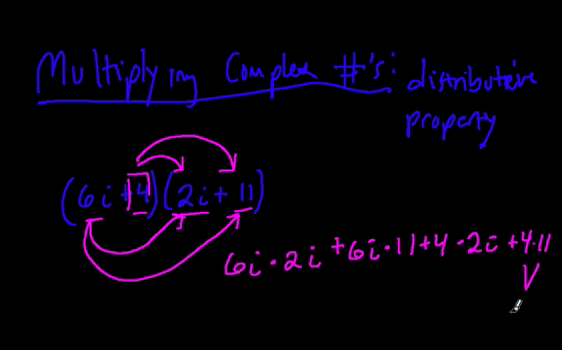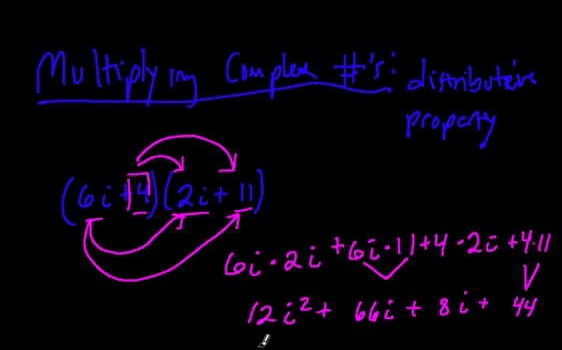And I'm going to simplify this a little bit. 4 times 11 is 44. 4 times 2i is 8i. 6i times 11 is 66i. And 6i times 2i is 12i squared. If you think back to our other videos, we talked about the value of i squared. The value of i squared is just negative 1. So this is 12 times negative 1 plus 66i plus 8i plus 44.